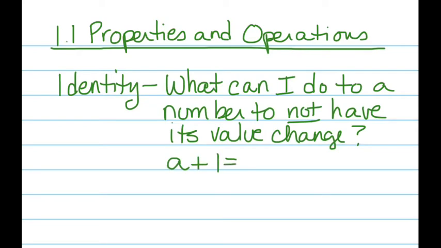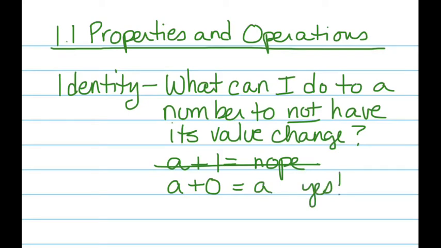Well, can I add a 1 to it? Nope, that would not be A. I want to get A back. Can I add a 0 to it? Yes, that's going to give me A back. So 0 is the additive identity.